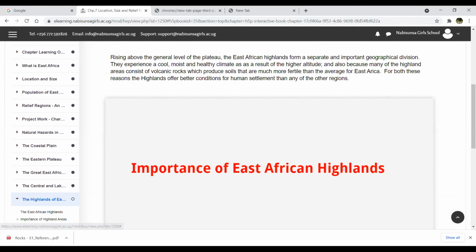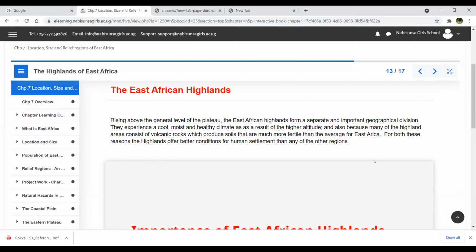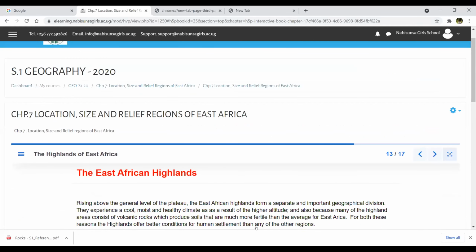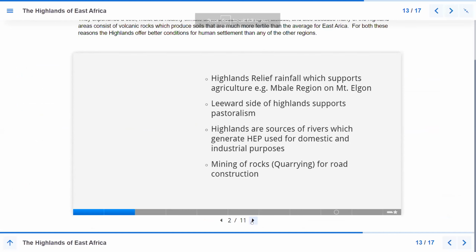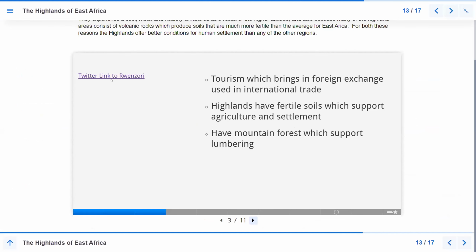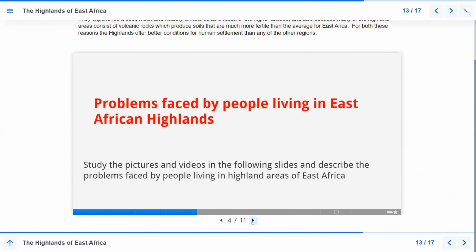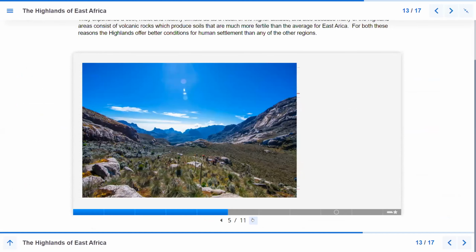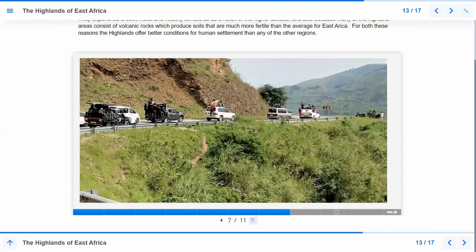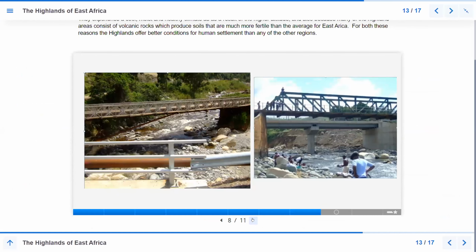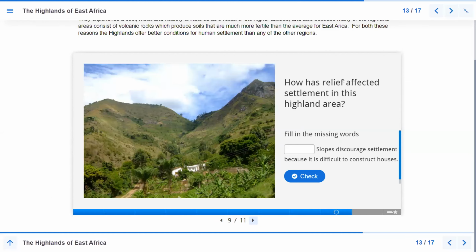So again, same procedure. Let me first minimize this, enlarge this. So East Africa highlands there. What is their importance? I'll put a video. If I click here, it will give me some pictures, problems faced, some pictures, some materials, etc. For example, here it says, how has the relief affected settlement in this area? It says, fill in the missing words. Dash slopes discourage settlement. So if you type a correct answer, it will mark you. If you type a wrong one, it will also indicate whether it is wrong.